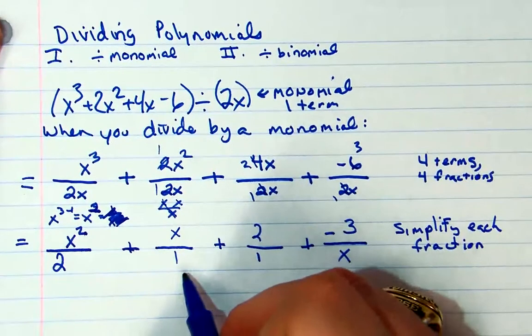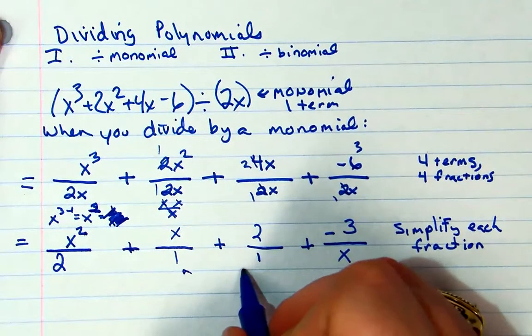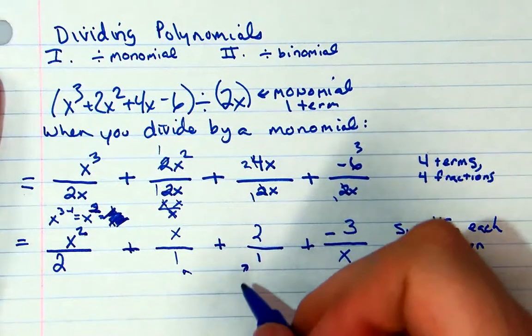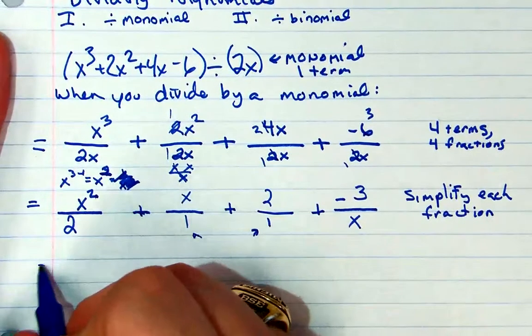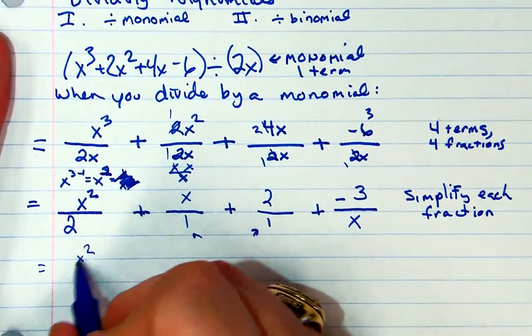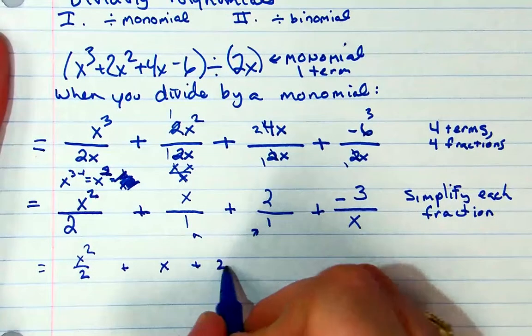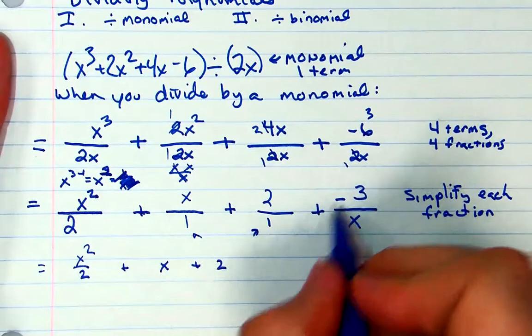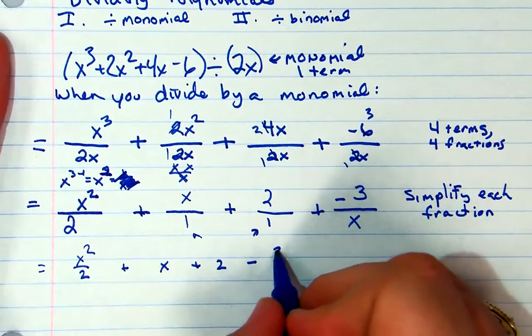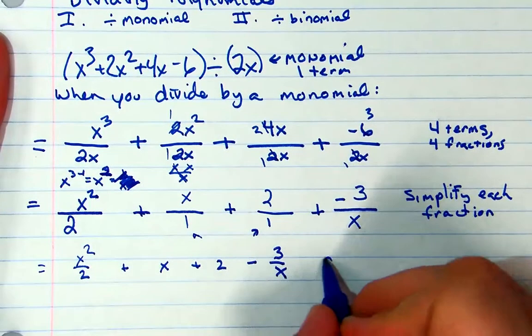Now, if you notice, we don't like fractions with 1s because we don't have to write them as fractions. What we can do is rewrite this as x squared over 2 plus x plus 2, and then I have plus a negative. I can just say minus 3 over x and then we're done.